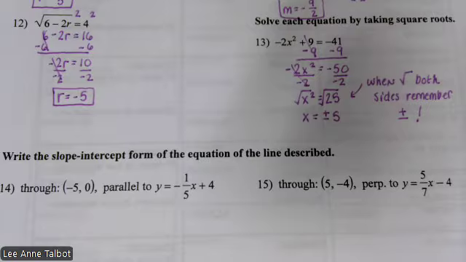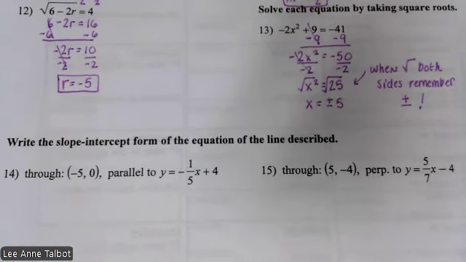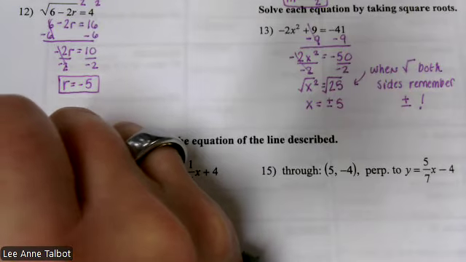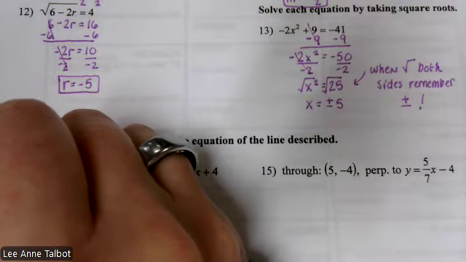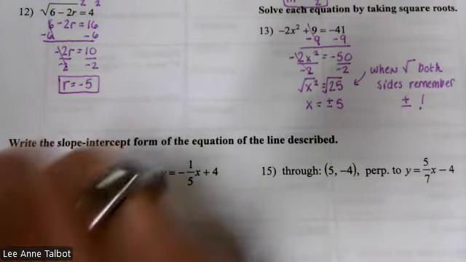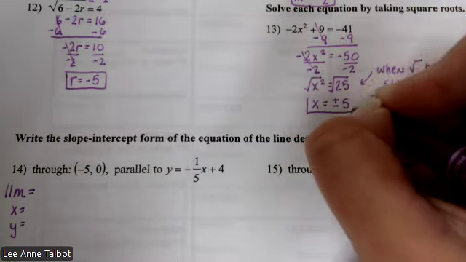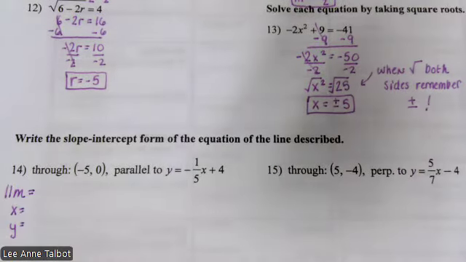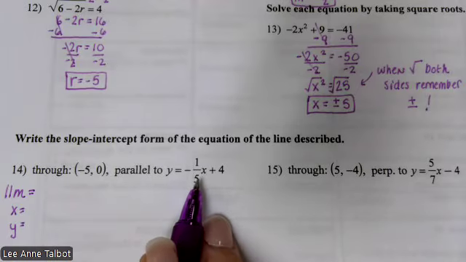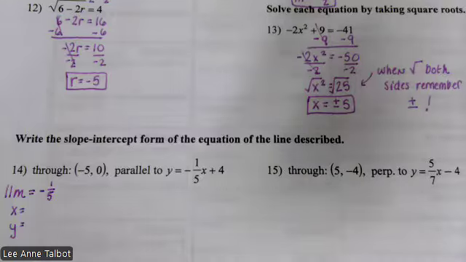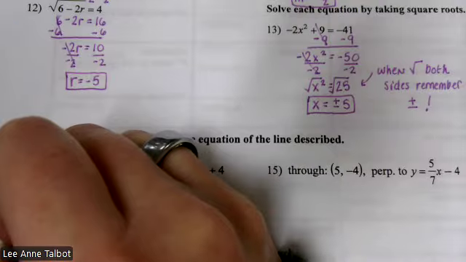Okay, now we have some old stuff. Just reminders because we have your final coming up, which is cumulative. So I just wanted to remind you how to do some old things. So this is parallel. So you write parallel slope x, y. And the parallel slope to -1/5 is still -1/5. X is -5, y is 0.